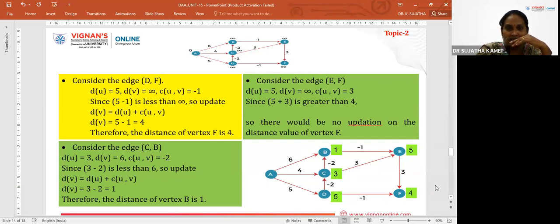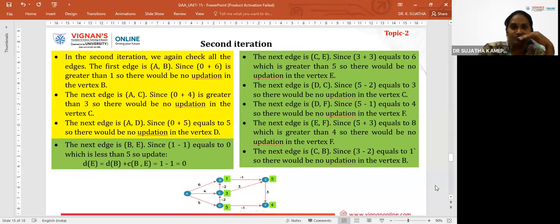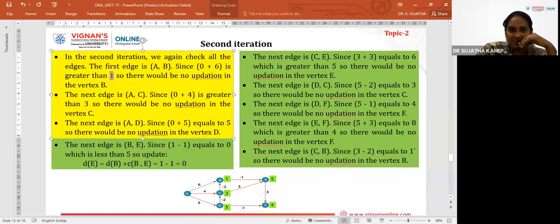Right. Now, next, in the second iteration, again, I need to do the relaxation for all the edges we have. Now, again, I am considering from AB. It is not relaxed here since I already found the distance of B as 1, but here I am getting the distance as 6, which is greater than 1, so it cannot be updated. Now in the same way AC and AD, both cannot be updated.